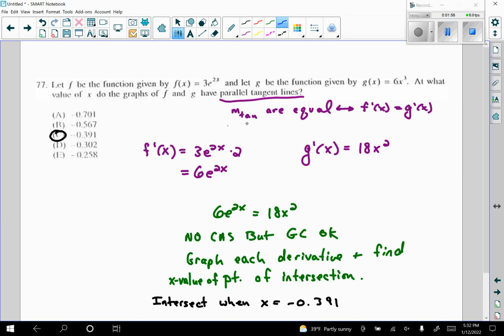That means the slopes of the tangent lines are equal, or their derivatives are equal. So just find f prime of x and g prime of x, and we could set them equal to each other. But we can't use the solve feature. When it says no CAS, we can't use the solve feature on our calculator. But what we can do, if we're just allowed to use our graphing calculator, is to graph each one separately and find the point of intersection. So that's the menu 6-4, I believe, on your calculator. And when you do graph that and find the point of intersection, it occurs when x is equal to negative 0.391, which is answer C.